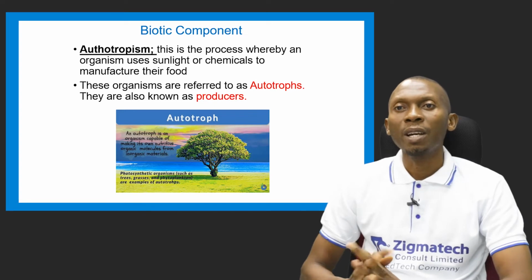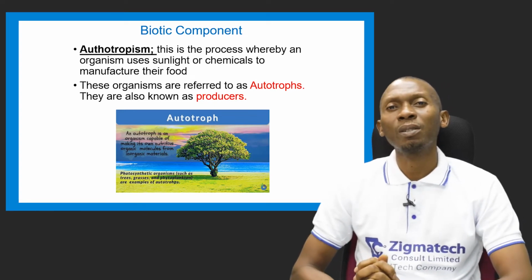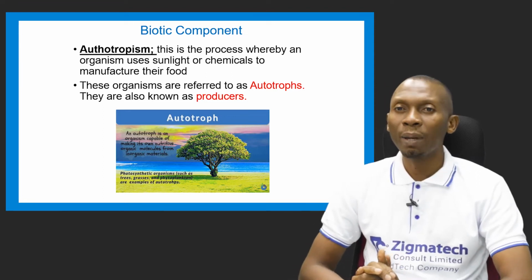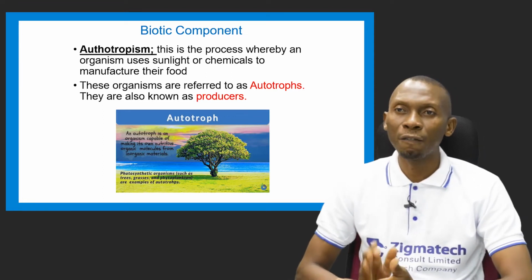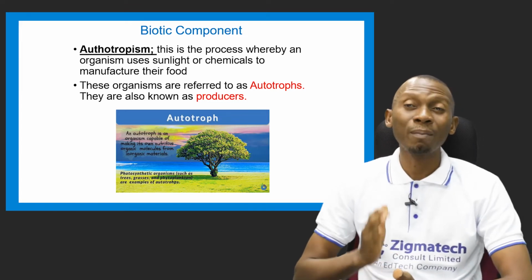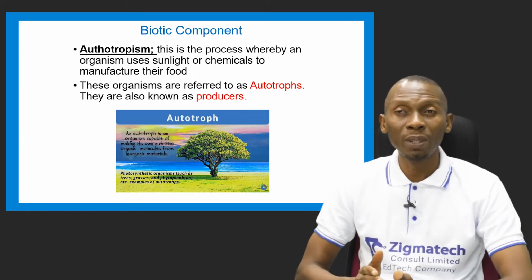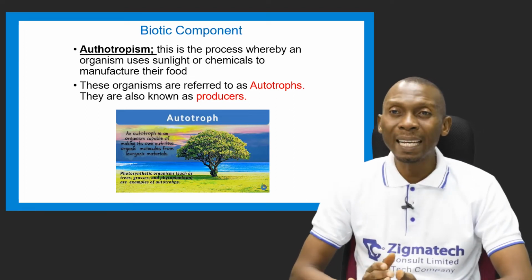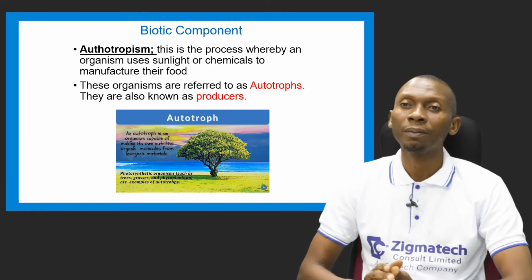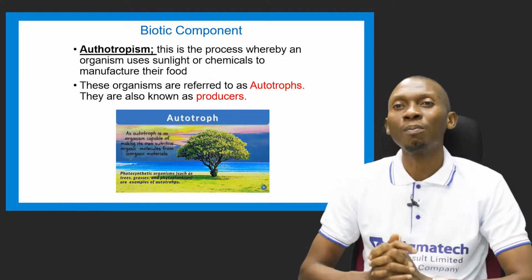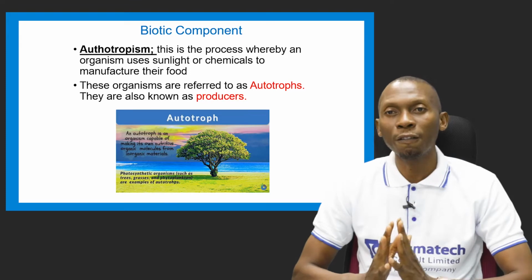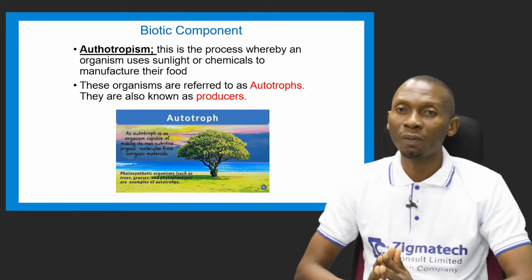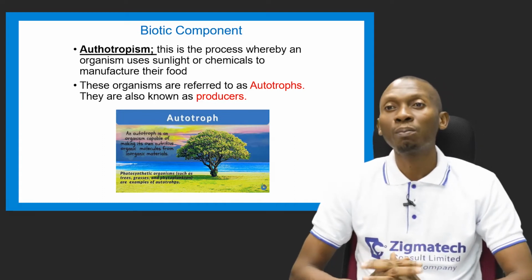Here, autotrophism has to do with the process whereby an organism uses sunlight or chemicals to manufacture their food. So here, an organism is a process. Take note of that. Autotrophism is a process whereby an organism uses sunlight, which is solar energy, or chemicals to manufacture their own food. And the organisms that do this are called autotrophs, or they're also called producers.